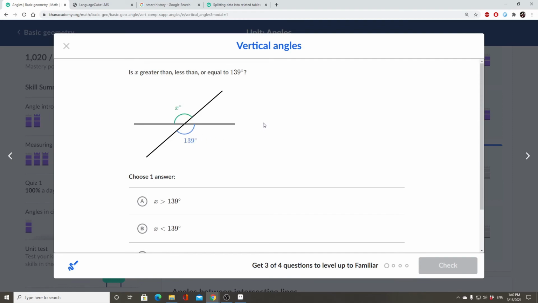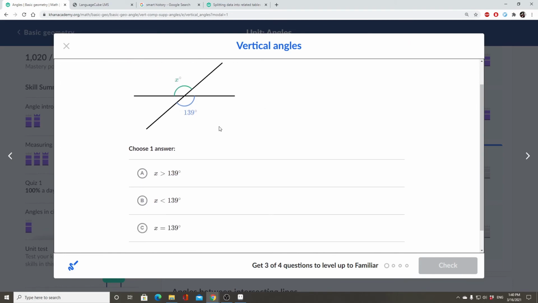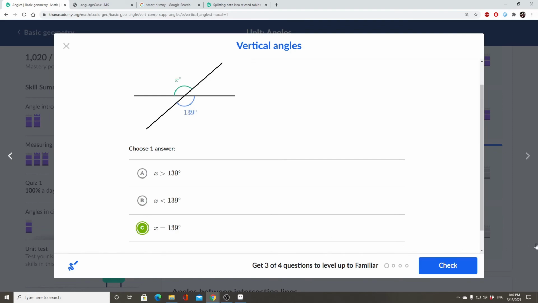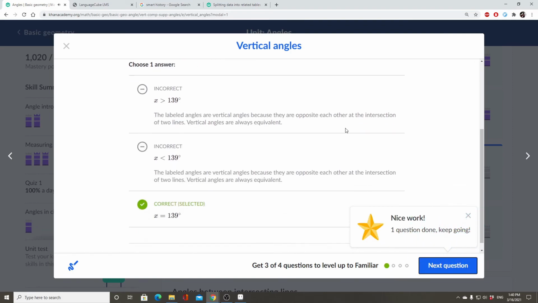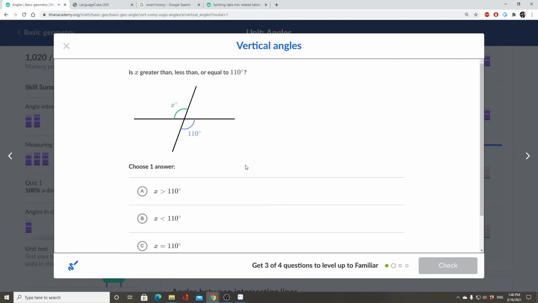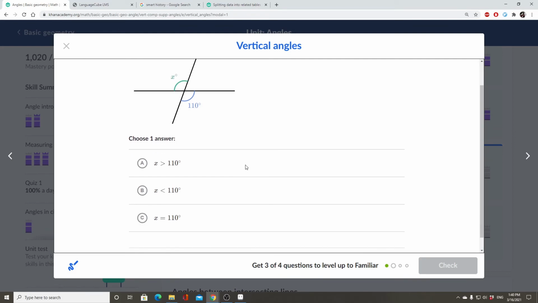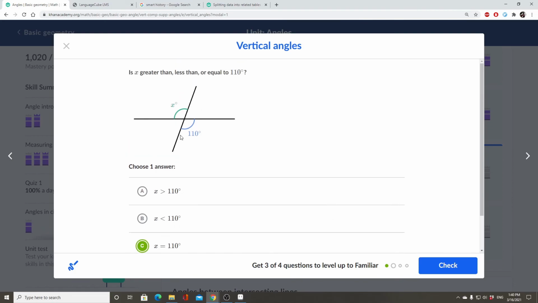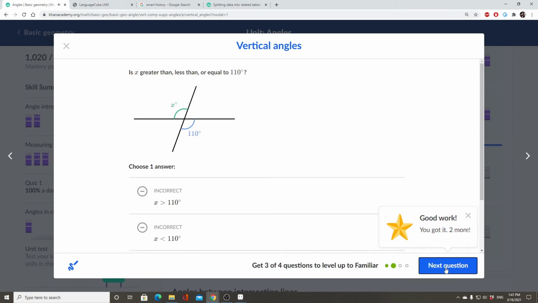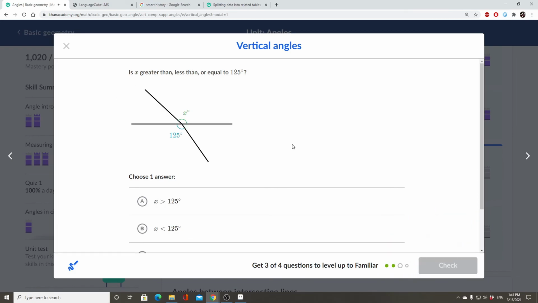Anyway, okay, so is x greater than, less than, or equal to? Well, it looks about the same, so I don't even really need to do calculations for this. I'll probably just guess it. Yeah, there you go. Is x greater than, less than, or equal to 110? Again, equal to, because they are, oh man, I can't even remember the terminology, but they're these ones that are stuck together and have the same vertex. They have the same vertex. All right.